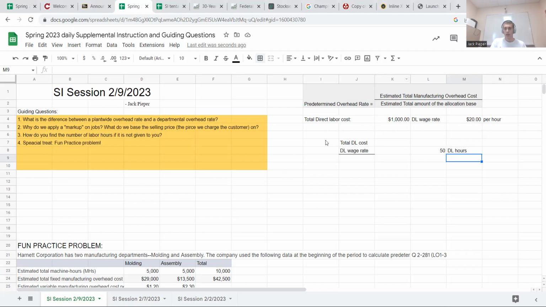Okay. I wanted to go over the predetermined overhead rate formula again. So the predetermined overhead rate is estimated total manufacturing overhead cost divided by estimated total amount of allocation base. Total meaning the fixed plus the variable, divided by the total of whatever your allocation base is. So it'll say based on direct labor hours, based on machine hours, based on something. That'll tell you.